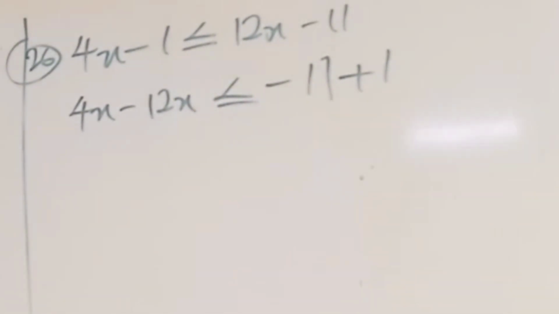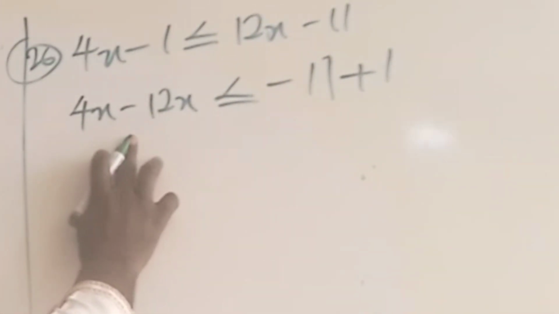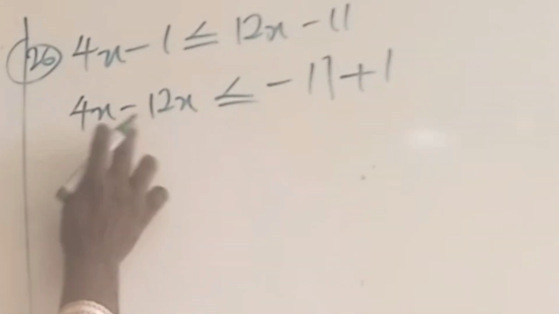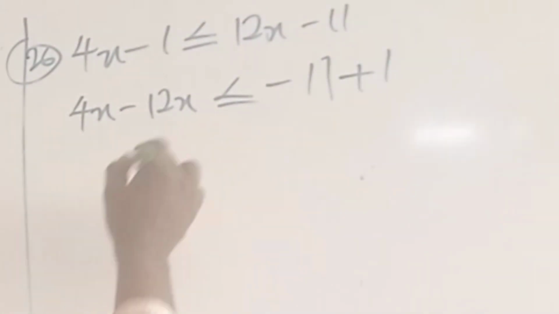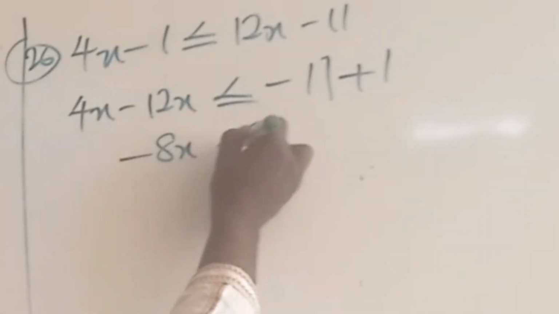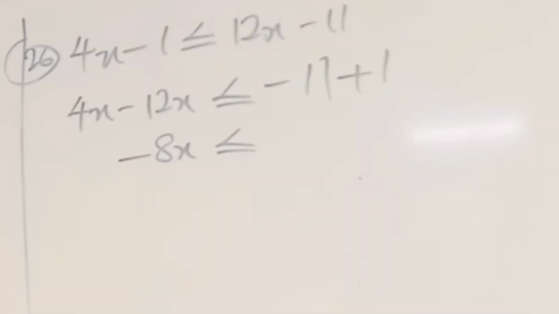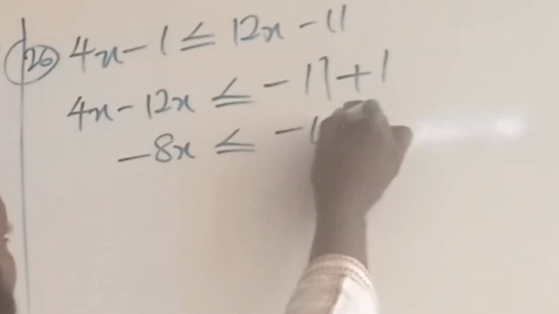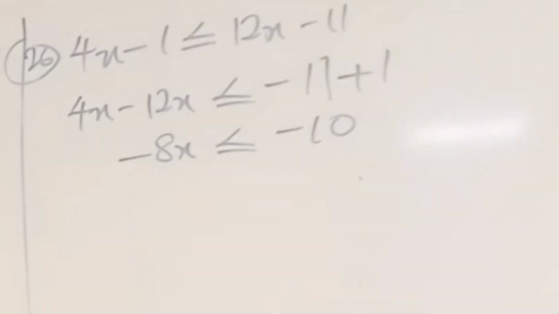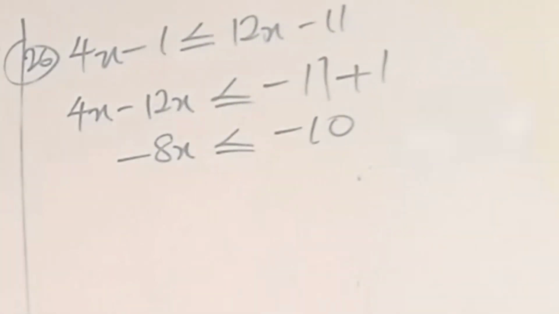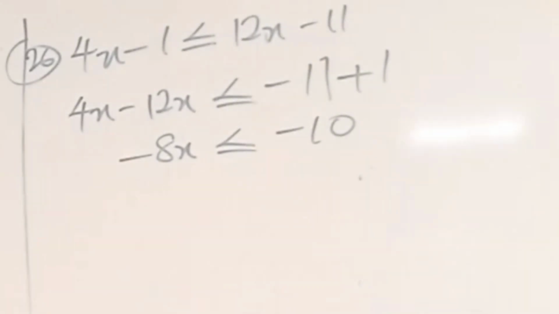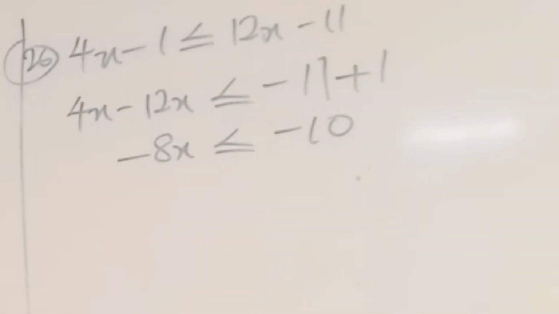In that case, we have 4x minus 12x, that's minus 8x, less than or equal to what, this one? Minus 10. Good. Now, don't forget what we are looking for is x, not minus 8x. What we are going to do, we divide both sides of the inequality by minus 8. But take note of this.